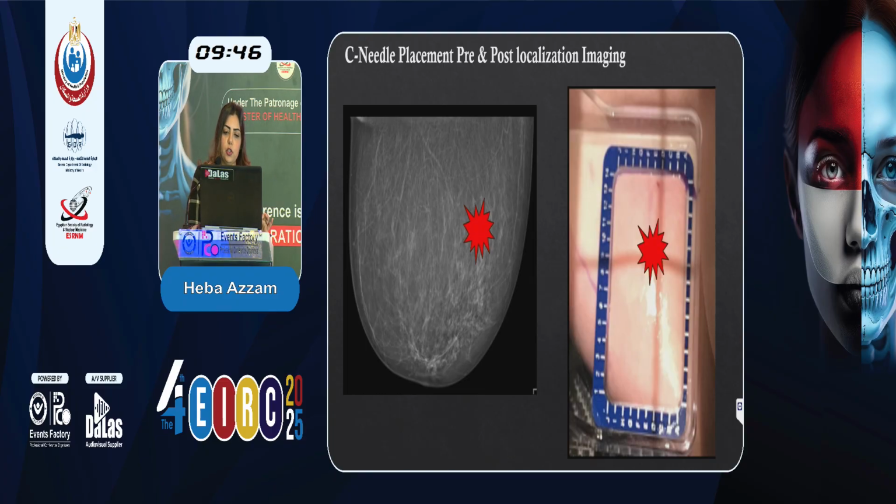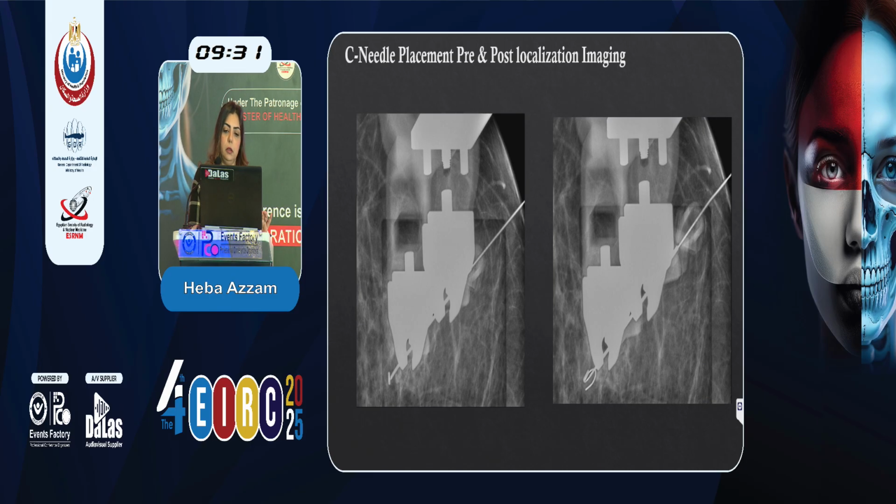If this is the lesion, we sterilize, then in the alphanumeric grid determine the coordinates. We insert the needle localizer with the wire inside. Then we remove the needle localizer. Here, this is the pre-firing and the post-firing images.